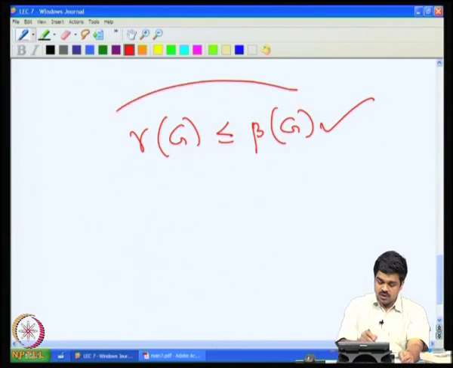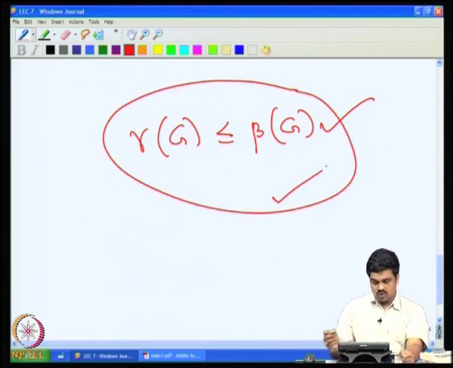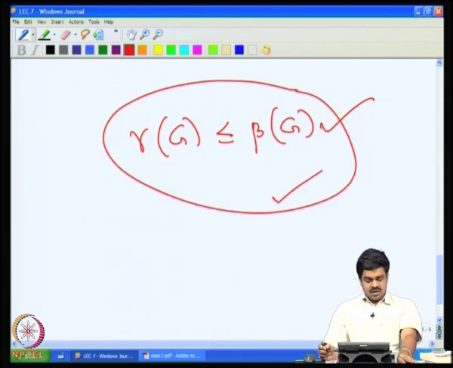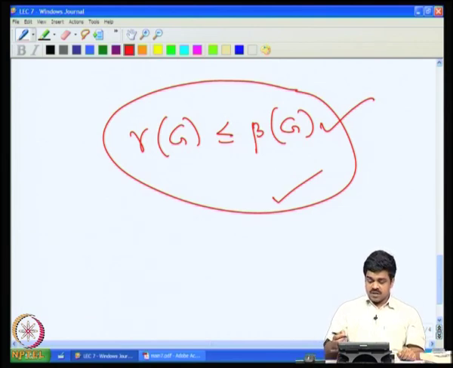So, therefore, this inequality is always correct, but it does not mean that the domination number has to be equal to the cardinality of the minimum vertex cover or very near to that. Sometimes it can be very small compared to the cardinality of the minimum vertex cover. The extreme case happens when we consider the complete graph Kn.